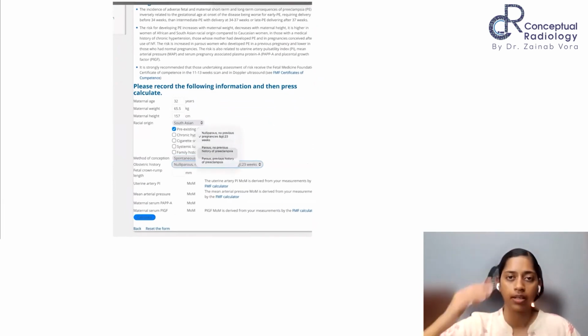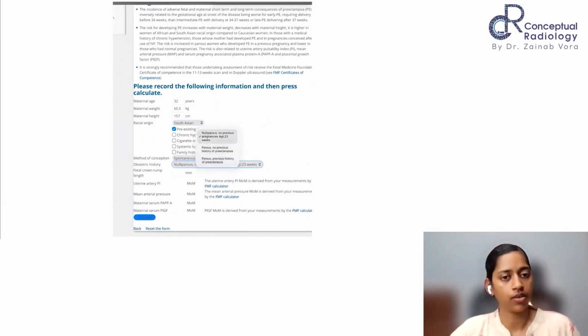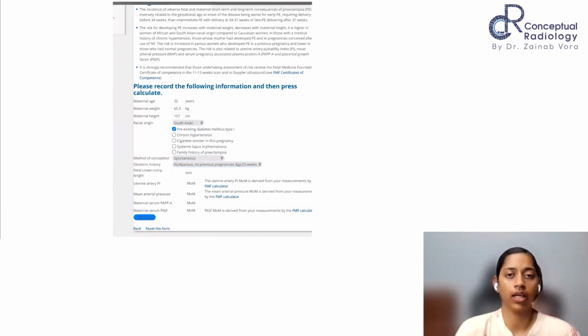So these are the options that are available according to previous obstetric history. So if that is good, in my case, it was nulliparous. So nulliparous has been put. We have already calculated the CRL. We have the multiples of median of uterine artery PI and the mean arterial pressure.